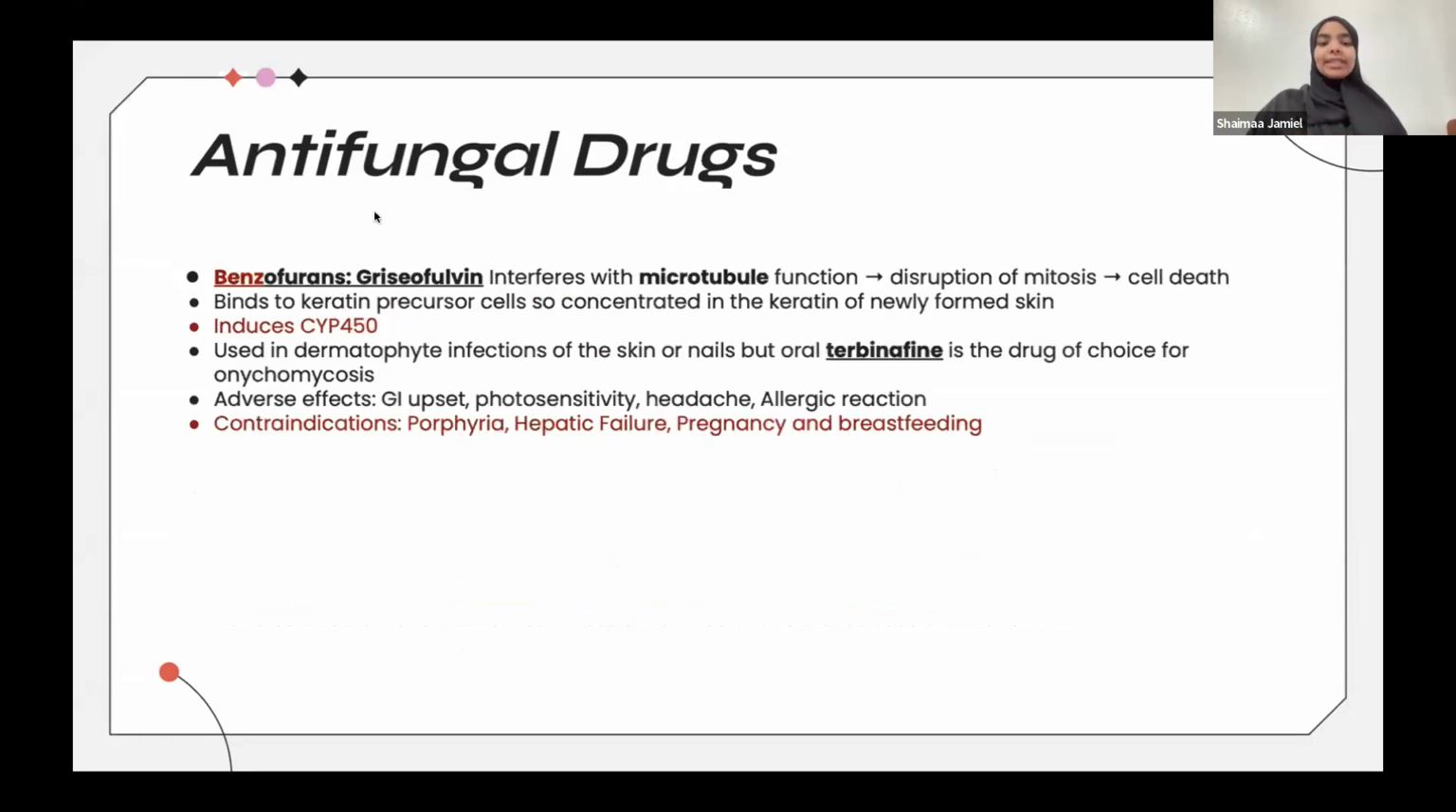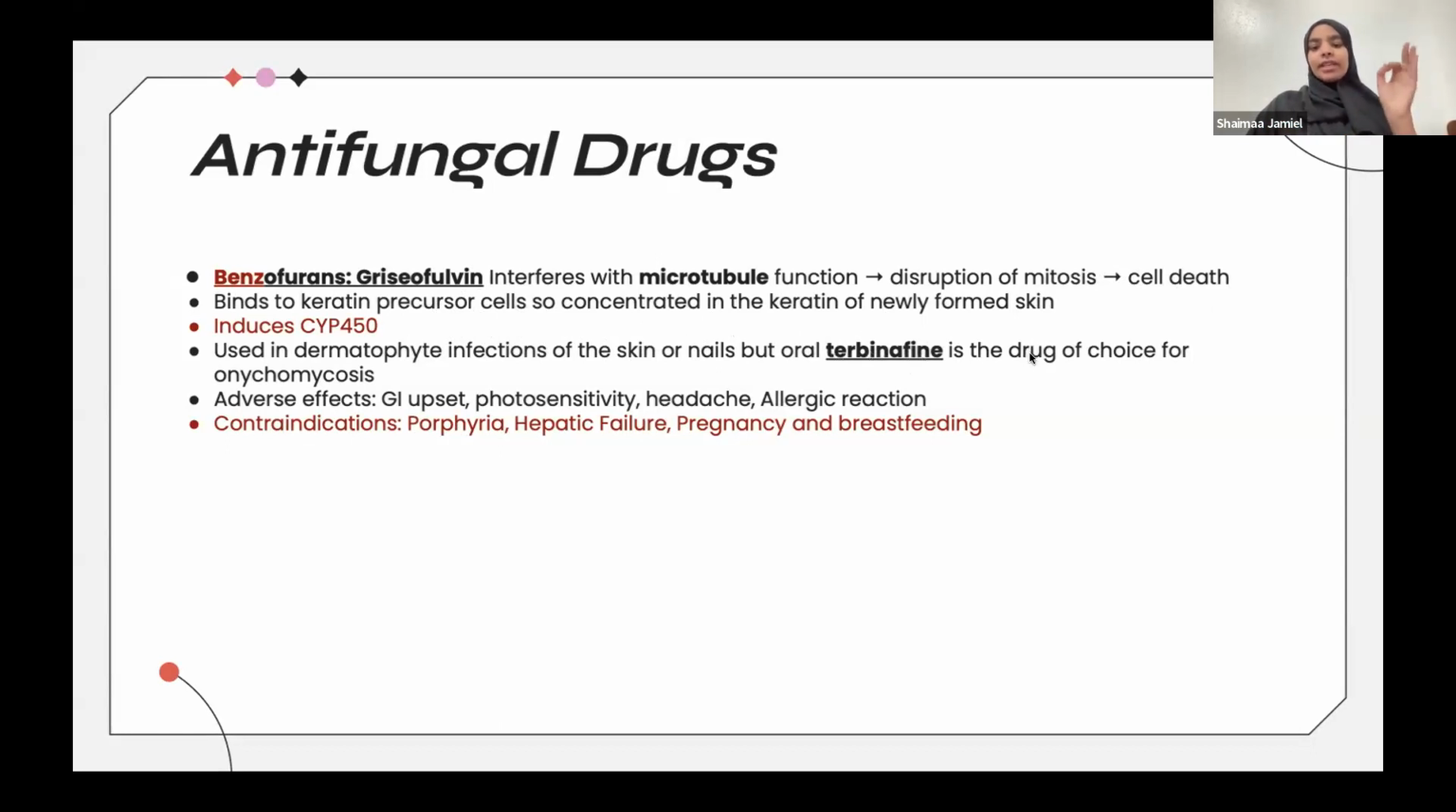The last one, which is benzofurans. Benz kind of reminds me of benzimidazoles, right? They both have benz, and they both act on the microtubule, right? So basically, it's kind of the same, but this is for fungus, and that's for helminths. The drug is called griseofulvin. It interferes with the function of the microtubule, disrupting mitosis, causing cell death, okay? And this drug is very nice as it concentrates in the keratin cells. So when you have a new skin cell that forms and it has keratin, it's going to be concentrated there. And therefore, it's nice to be at the site of action. So it's going to be used for skin infections like nails and so on.